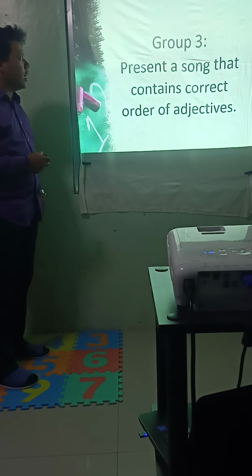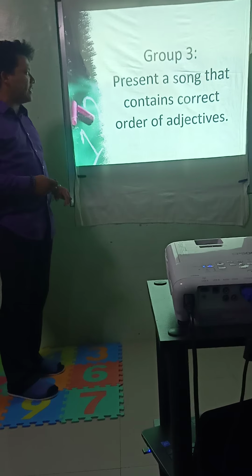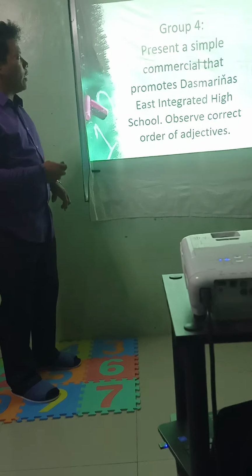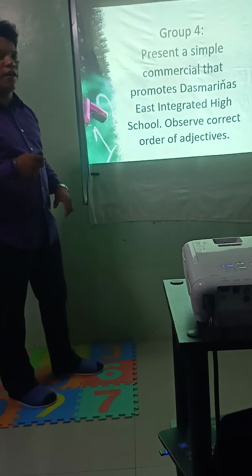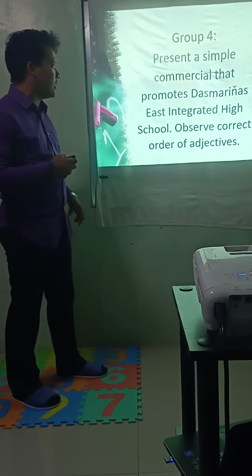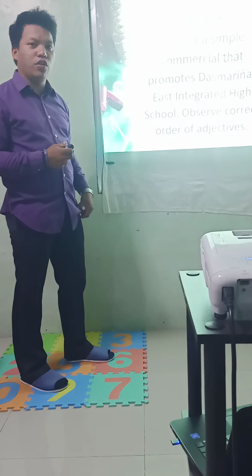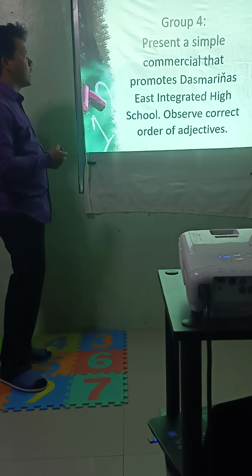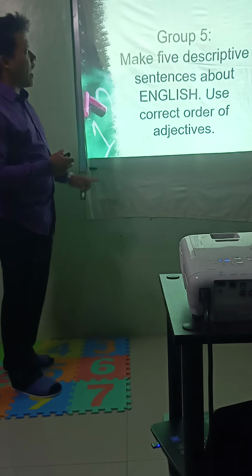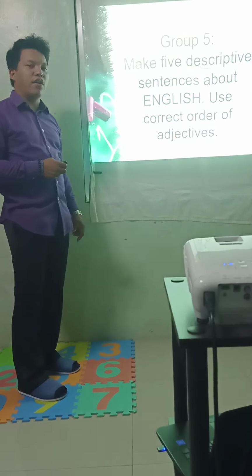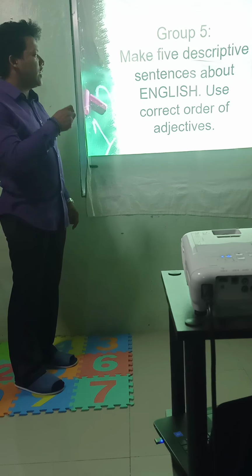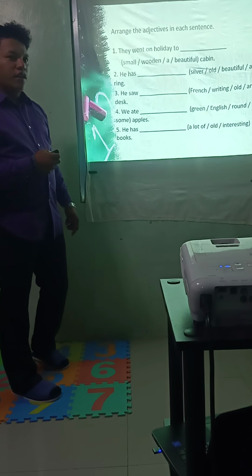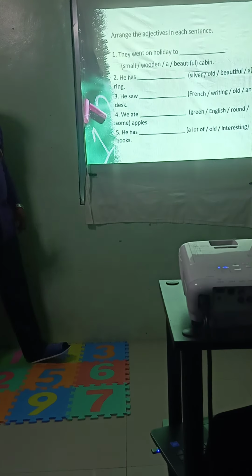And for group number 3, we're going to present a song that contains correct order of adjectives. For group number 4, we're going to present a simple commercial that promotes our school, Dasmariñas East Integrated High School. We're going to observe correct order of adjectives. Collaborate with your group mates. And group number 5, make 5 descriptive sentences about the term English. Use correct order of adjectives also. So, let us wait for the others.